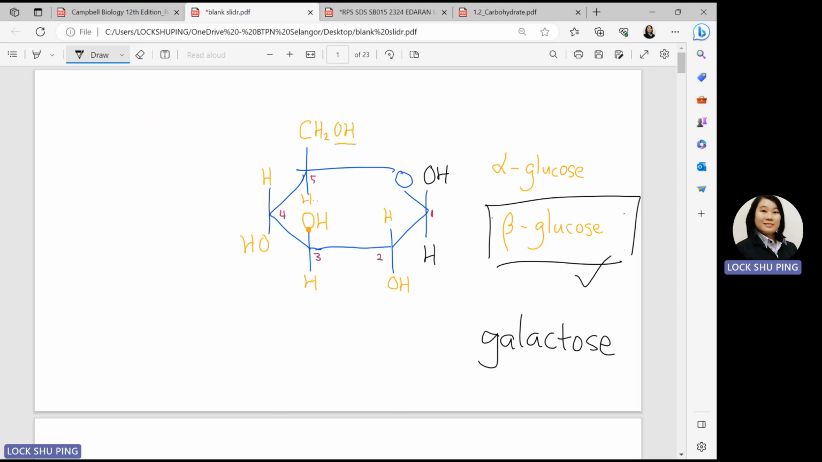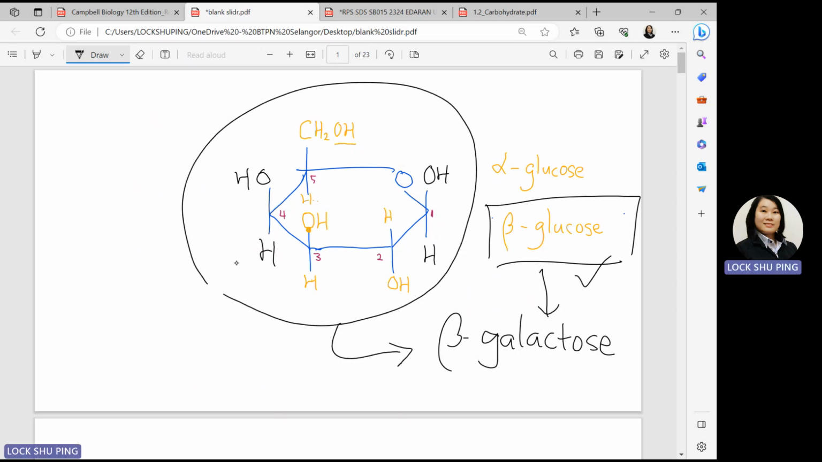This one is just very simple. In order to change a beta glucose into a beta galactose, the easiest way is changing the carbon number 4. We delete this one. Okay, these two we delete. And we're going to reverse the sitting area for the hydroxyl and the hydrogen atom. Then that's it. This molecule now is actually a beta galactose.